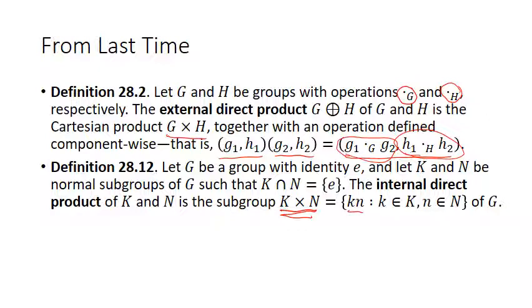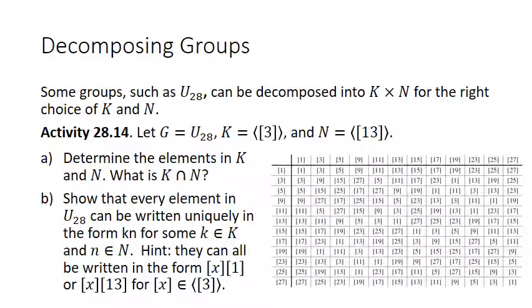Okay, so let's get into some new material. Some groups, like U28 for example, can be decomposed into K times N for the right choice of K and N. So if you choose the right normal subgroups, you might be able to write that U28 equals K times N. So for this activity, we're going to let the group G be U28. And if you forgot what that is, this is the operation table down here, and these are the elements that are in U28. And then the normal subgroups are going to be the cyclic subgroup generated by 3 and by 13. So go ahead and try this activity, and then we'll go over the answers.